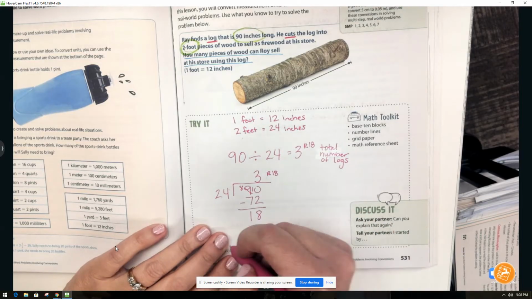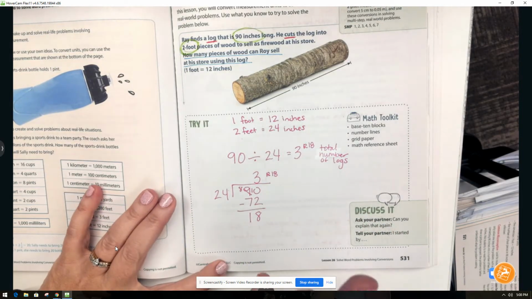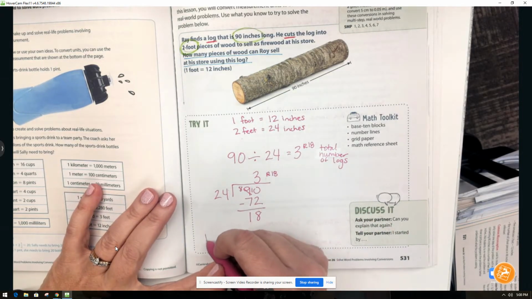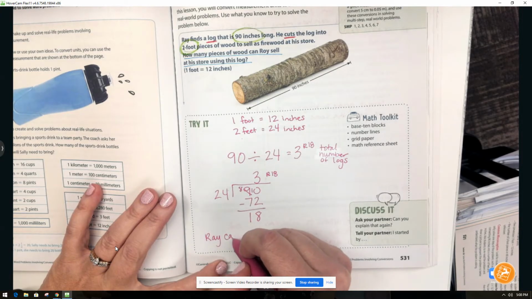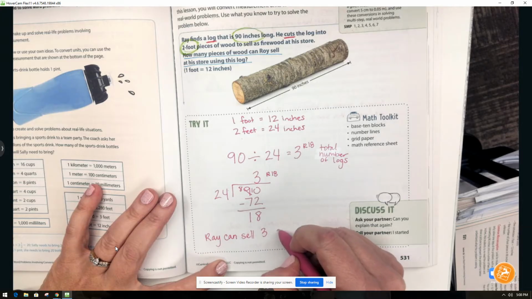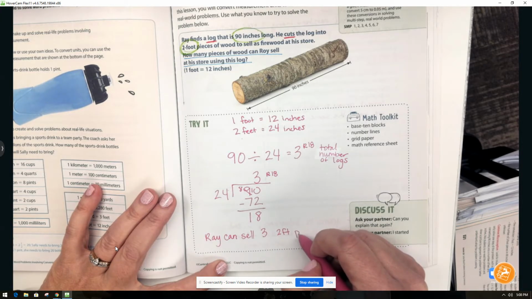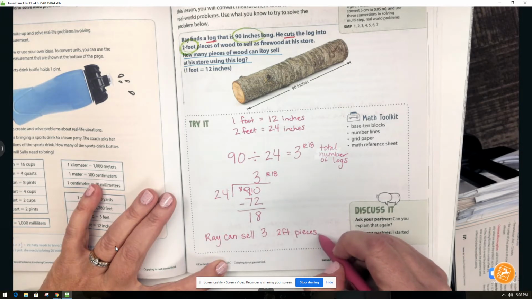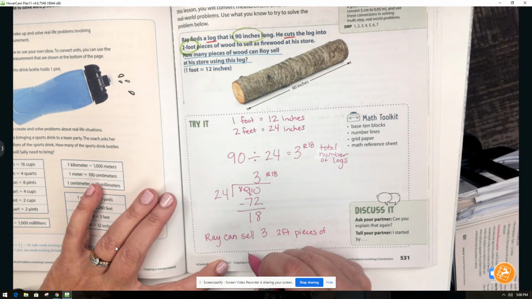So we know that the total number of pieces he has, we know that Roy can sell 3 2-foot pieces of firewood.